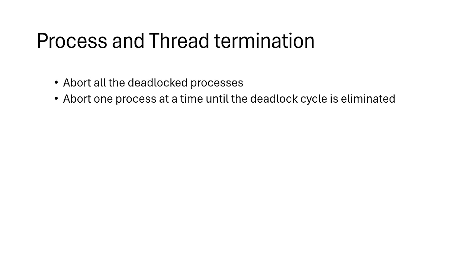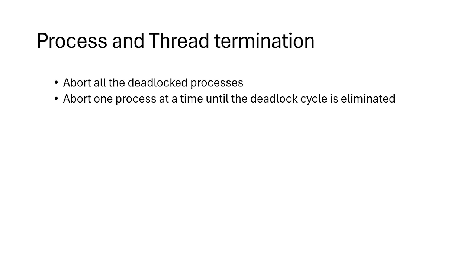So the first one is process and thread termination. First we need to find all the threads involved in that deadlock. Then we abort or terminate those processes. We can remove all the deadlocked processes at a time, or we can terminate one process at a time until the deadlock cycle has been eliminated.